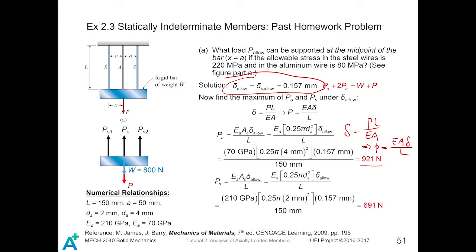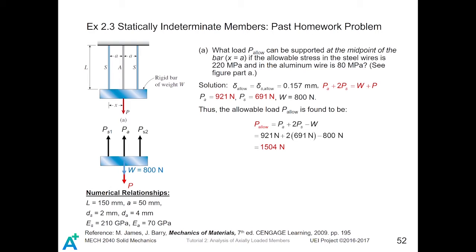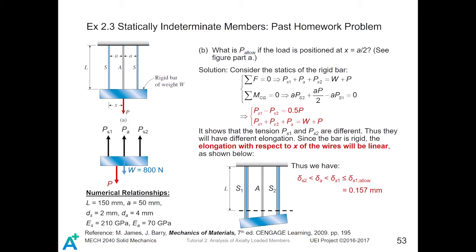Similarly, we substitute the values into this formula. We know that the Young's modulus of steel is 210 gigapascals, and the cross-sectional area for the steel wires is that small. Finally, after a lot of calculations, the allowable load in the steel wire is 691 newtons. After computing all those things, we can apply the statics equilibrium. That is, we put all the P_A, P_S, all the stuff into the formula. Then we can get the allowable load on the system, which is 1504 newtons.